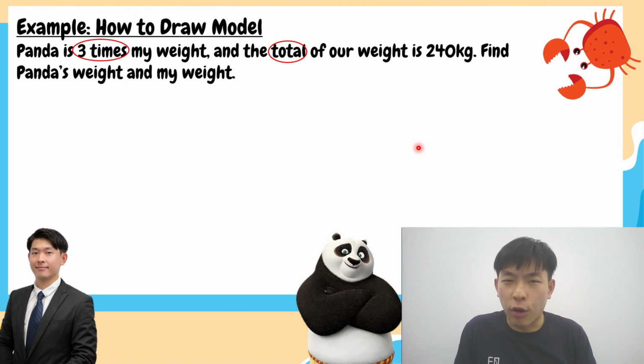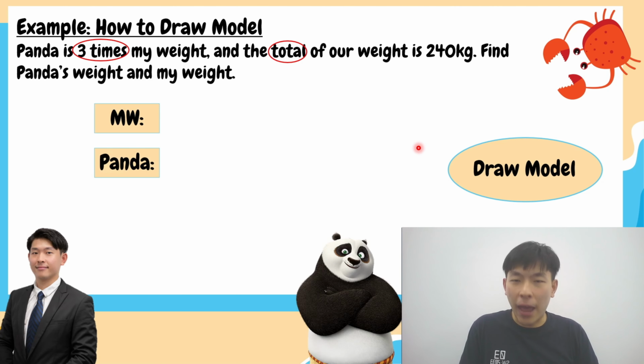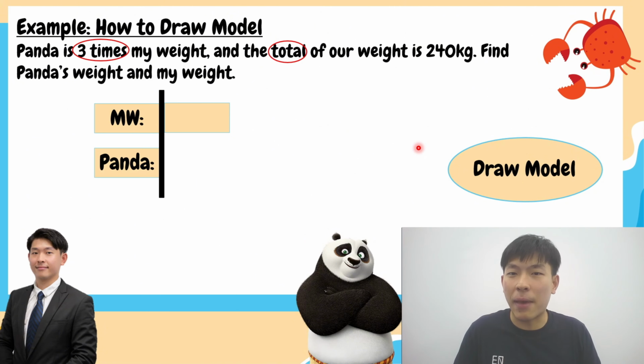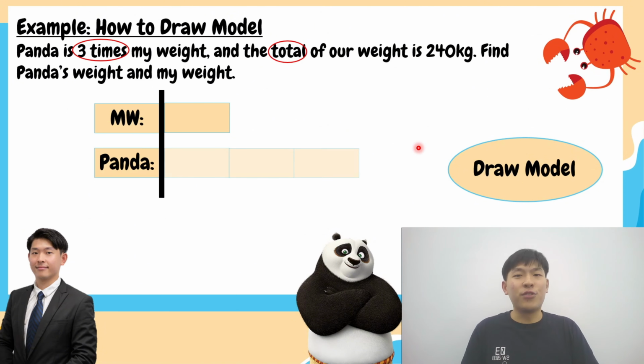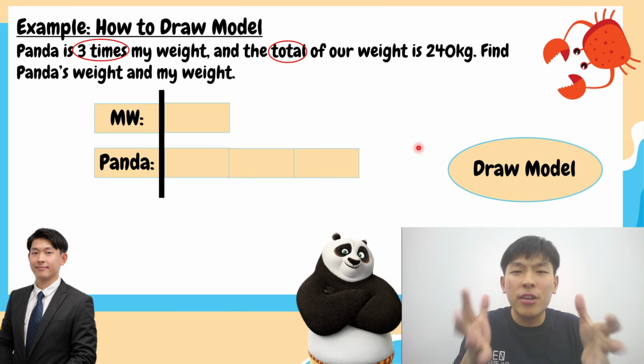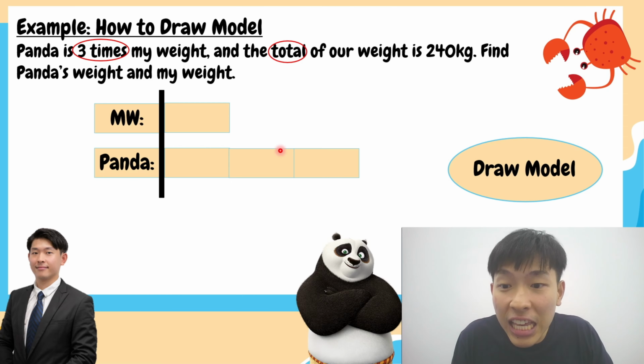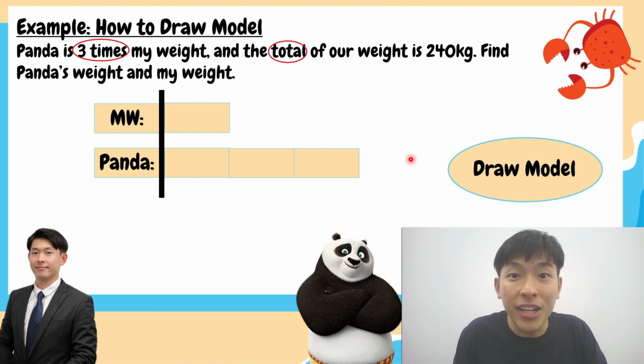First, who should we draw first? Me or panda? Yes, you're right. We should draw me first, and then panda, as a straight line. Now, if I have 1 part, how many parts does panda have? Yes, panda has 3 parts. This is the reason why we should draw me first. We should always draw the smaller one first. Then it will be easy to draw the bigger one. I just have to multiply by 3.